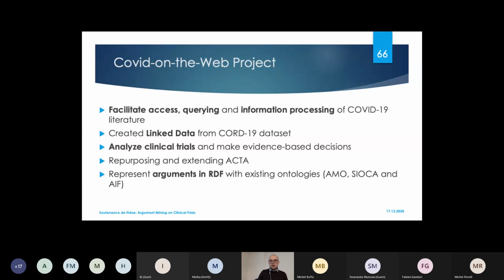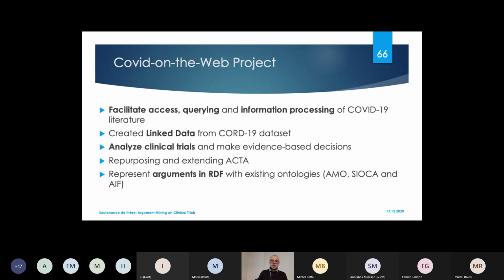And in later work, in the context of the COVID on the Web project, the ACTA pipeline was reused. So the idea of the project was to facilitate the access, the querying, and information processing of COVID-19 literature. To this end, a linked dataset was created, which also included a knowledge graph on the argumentative side of the literature. And this is where ACTA came into play.